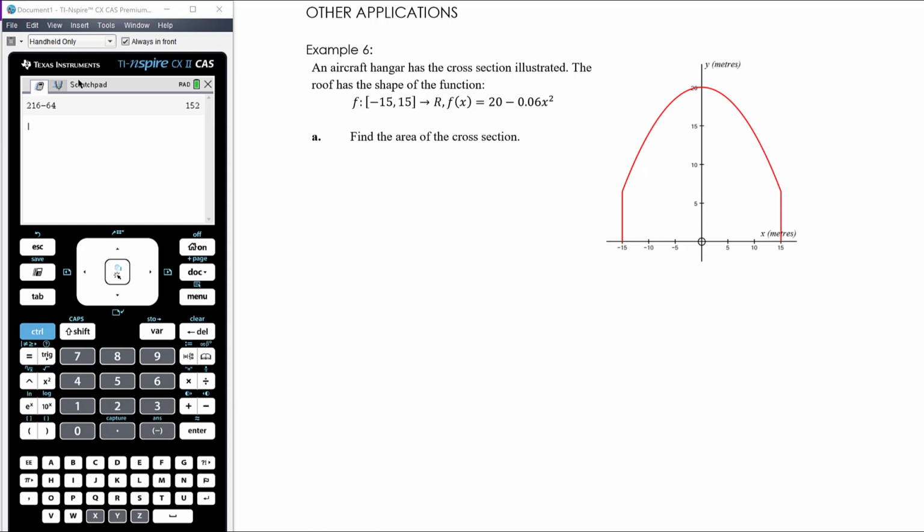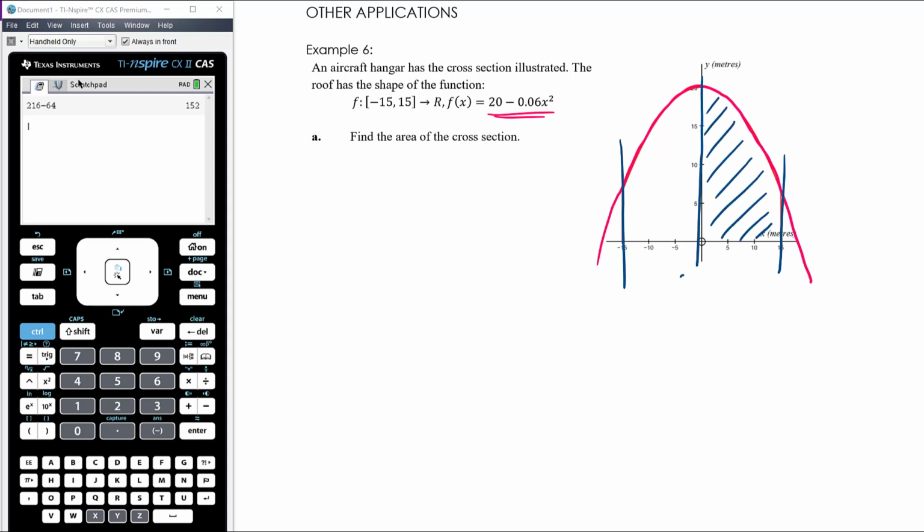Okay, so an aircraft hangar has the cross-section illustrated. The roof has the shape of the function, so it's a parabola. So this 20 minus 0.6x squared is that parabola. Okay, and we want to find the area of the cross-section. So we're just simply doing the area under that parabola between x equals negative 15 and x equals positive 15. So we could just do the area between x equals 0 and x equals 15 and then double it.